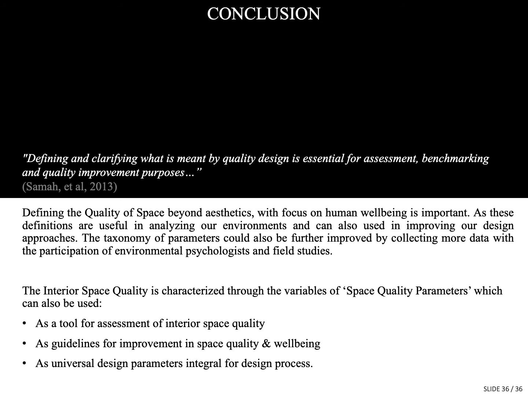Defining the quality of space beyond aesthetics with a focus on human well-being is important, as these definitions are useful in analyzing our environments and can also be used in improving our design approach. The taxonomy of parameters could also be further improved by collecting more data with the participation of environmental psychologists and field studies. So we can improve the interior space quality parameters, and at the same time we can use those parameters to improve our design approach.